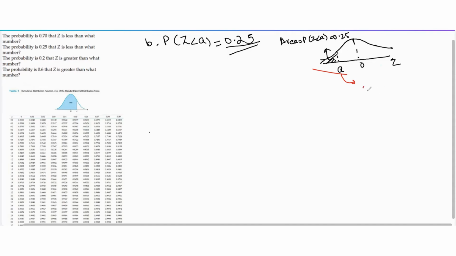Right, so a would be a negative number, a negative value, as the probability that z is less than a is less than 0.5. So a has to be a negative number in this case. Now, why is this important?